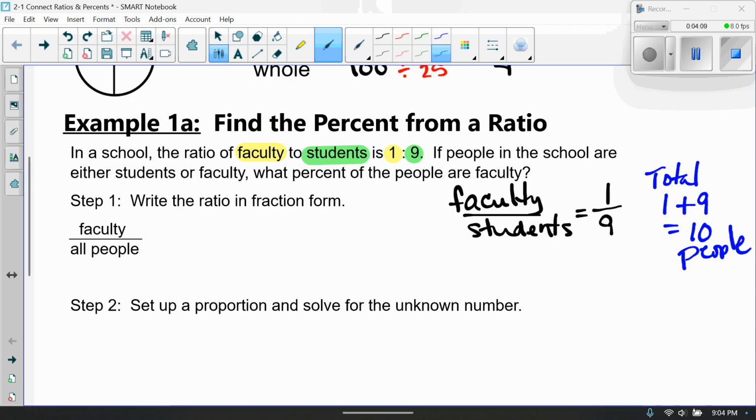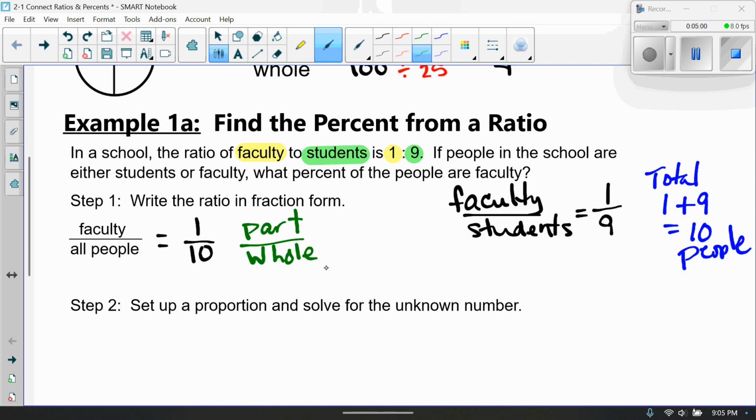Now, they're asking us for the percent of all the people who are faculty. So that's why we had to find out how many total people there are. So the total of all the people is 10, okay? And faculty is 1. If we wanted the percent of people who are students, then we'd put 9 over 10. But here, this is faculty, so we're going to put 1 over 10. So the faculty is the part, and all the people is the whole, okay?